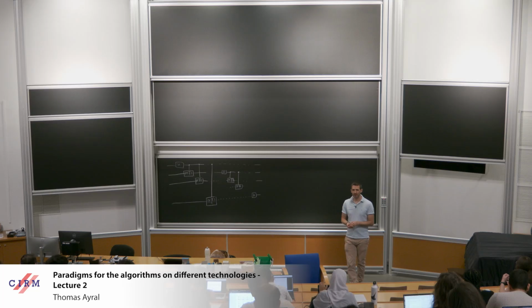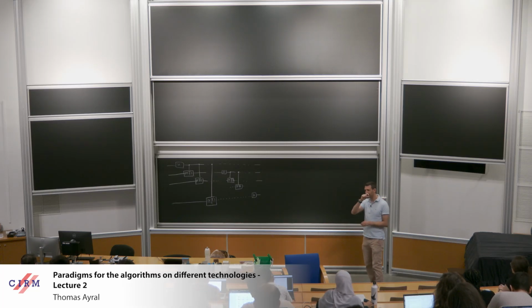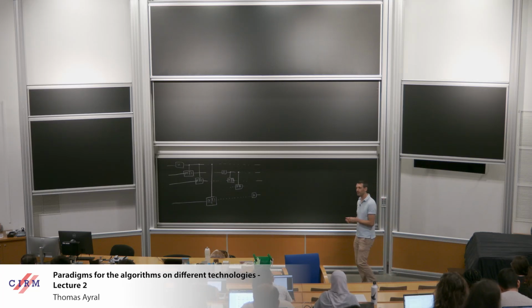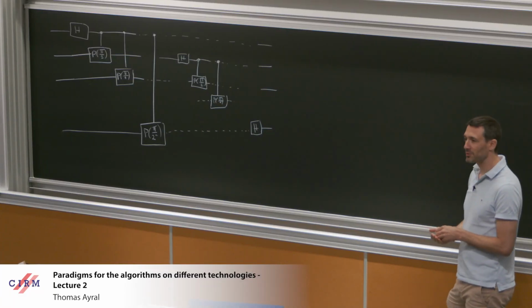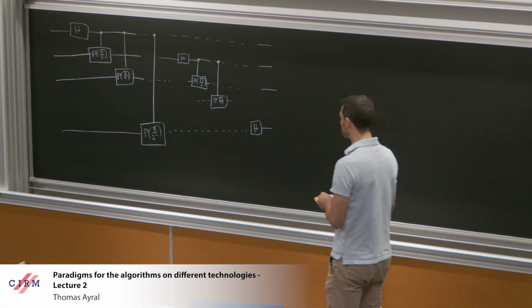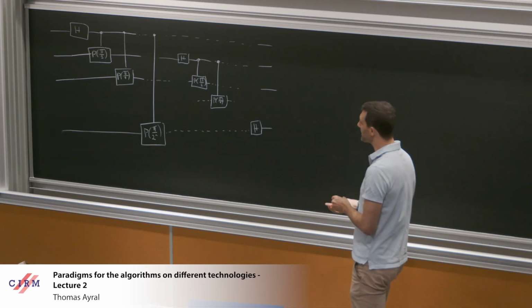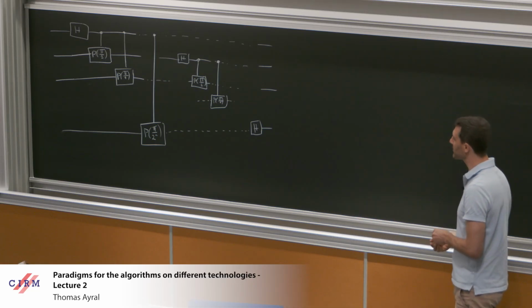So yesterday we worked a lot to produce this circuit here. So this is the circuit for the quantum Fourier transform. And now today we're going to use it to compute something. But before, let us come back a little bit to the shape of this circuit.